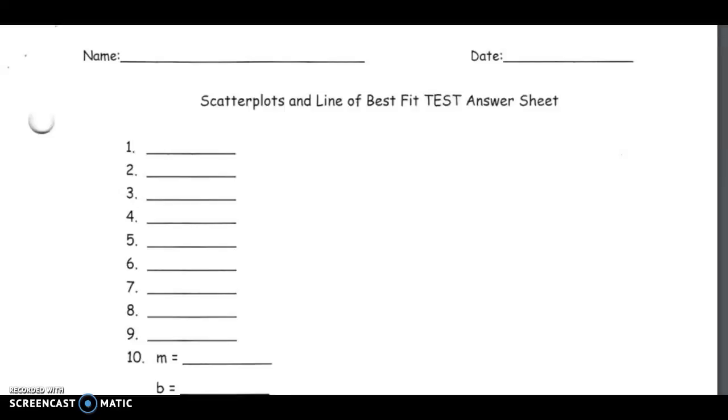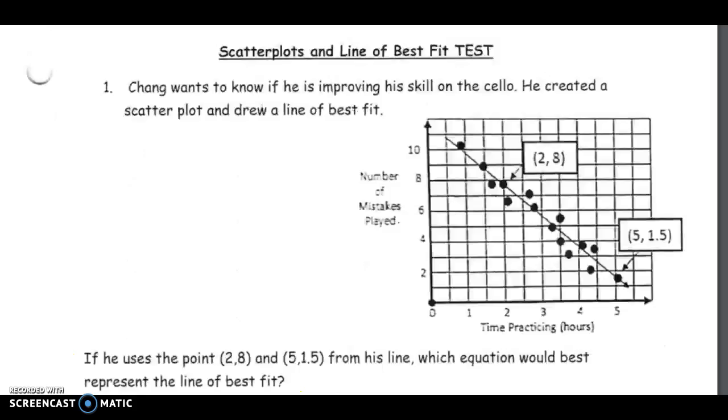LCISD, 8th grade, Unit 7, Scatterplots and Line of Best Fit, Test Answer Sheet. Scatterplots and Line of Best Fit Test.